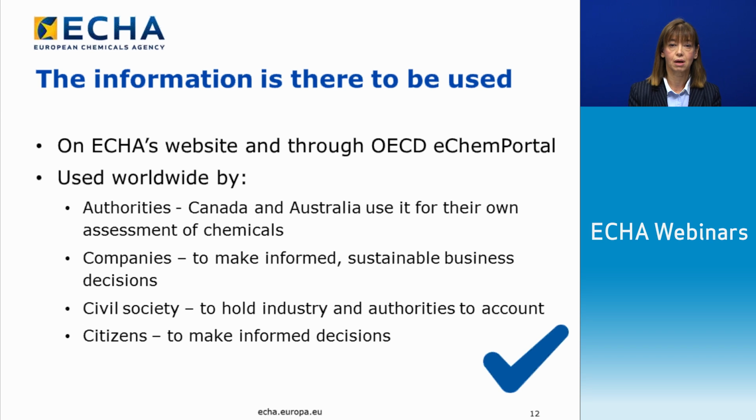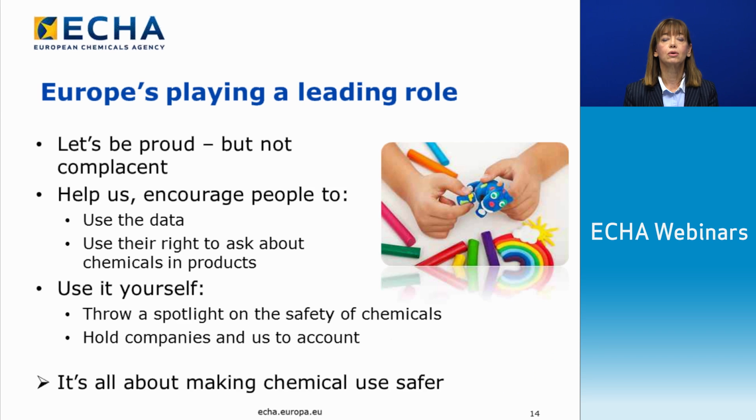The companies are using this information for their own registration, but also to make informed and sustainable business decisions. Will they, yes or no, develop certain products? Civil society, the NGOs, are able to verify the information and hold the industry and authorities to account when needed. And of course, the citizens can now find information about the products they use. So, in a nutshell, Europe is now playing a leading role.